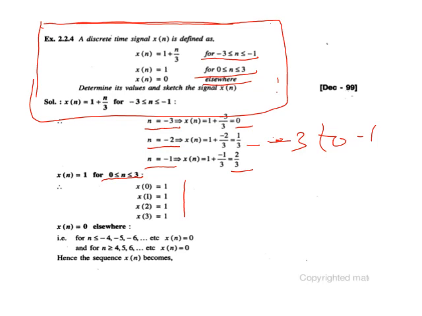And for other values, that is less than or equal to minus 4, x of n equals 0, and for greater than 4, 5, 6, x of n equals 0. Okay, so this is known as the sequence form. So how is the sequence form represented?